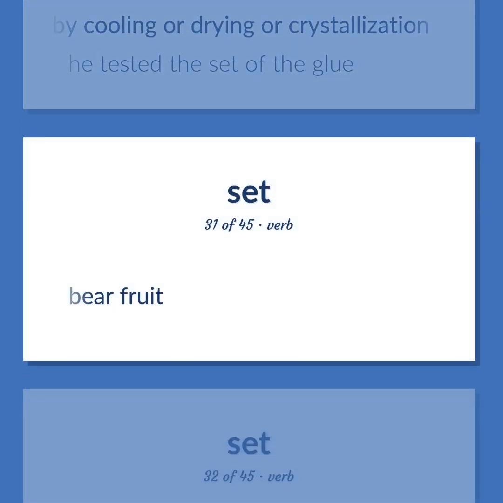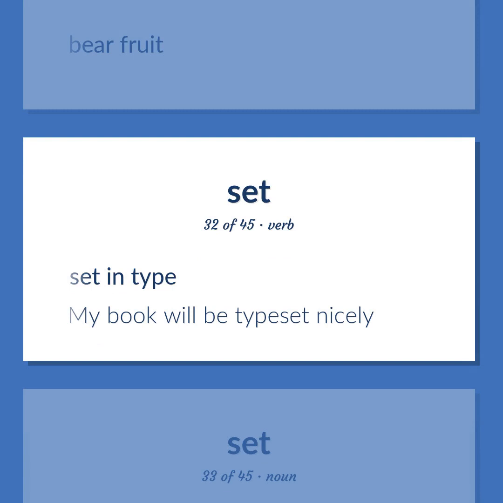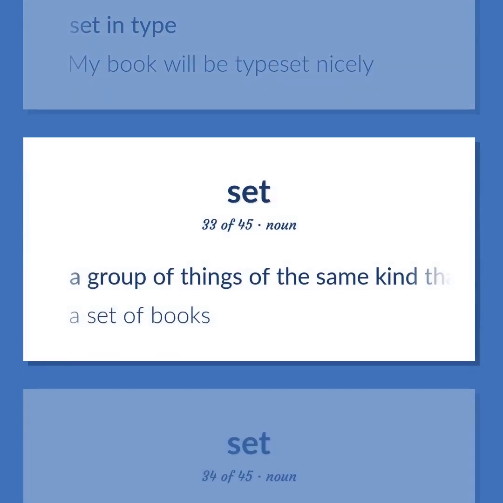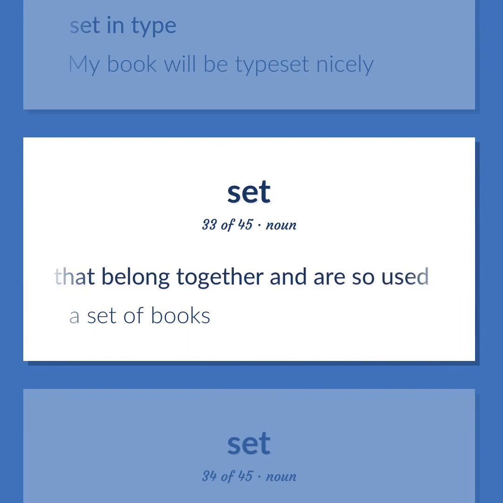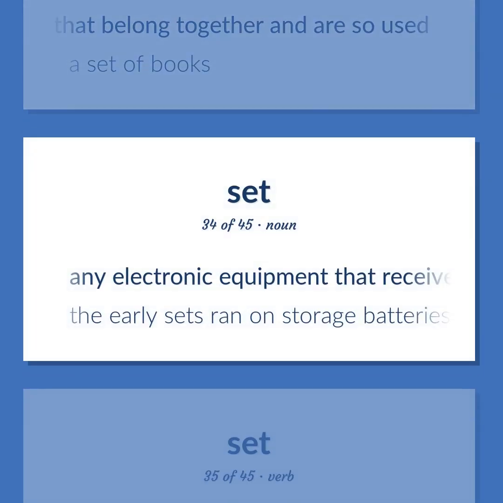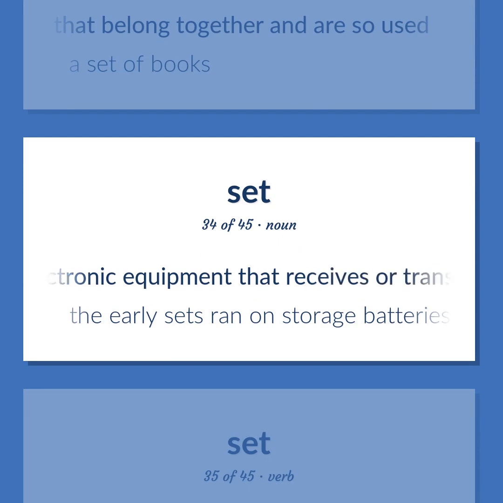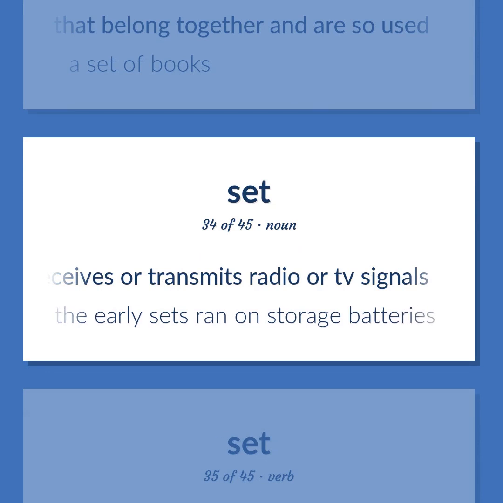Bear fruit. Set in type. My book will be typeset nicely. A group of things of the same kind that belong together and are so used. A set of books. Any electronic equipment that receives or transmits radio or TV signals. The early sets ran on storage batteries.